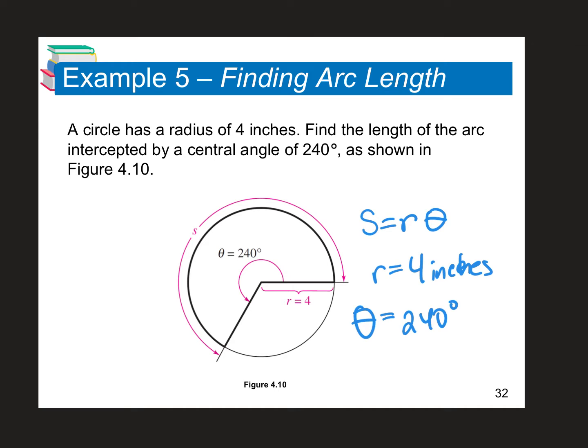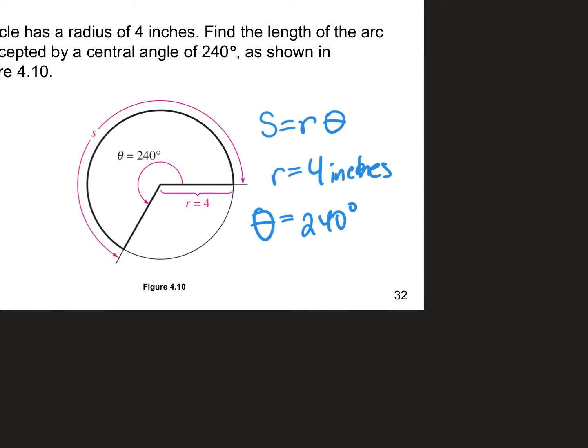240 what? Degrees. When you calculate arc length, guys, what is your theta? What does your central angle have to be in? Radians. A lot of you will forget to convert. If you forget to convert this to radians before you figure out the arc length, then your answer's wrong. So we have to convert this to radians. Where does 180 go and where does pi go?